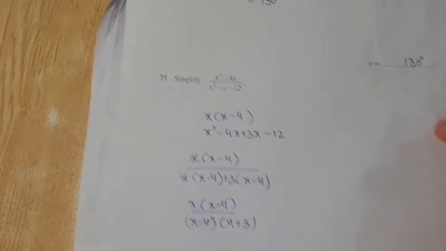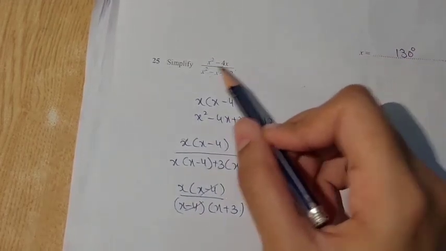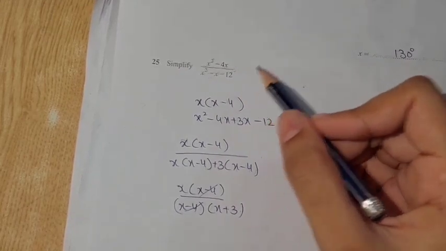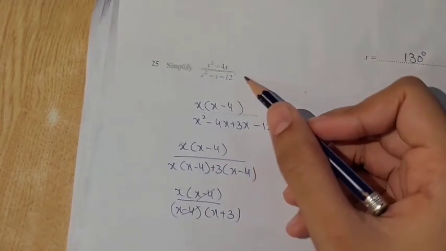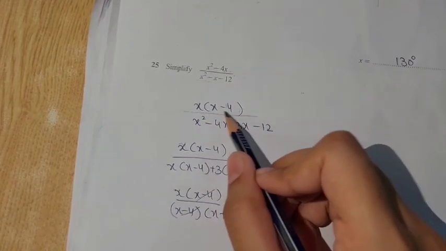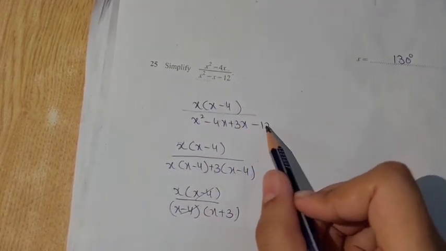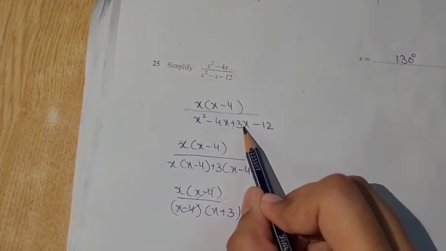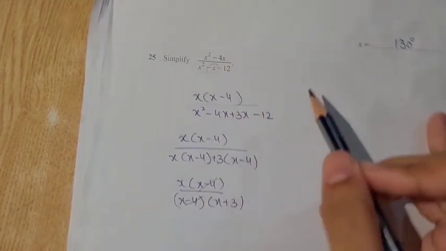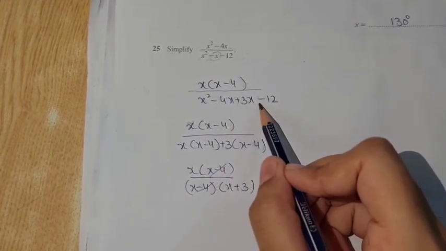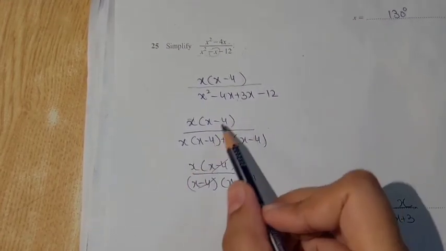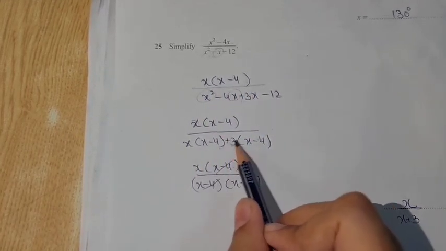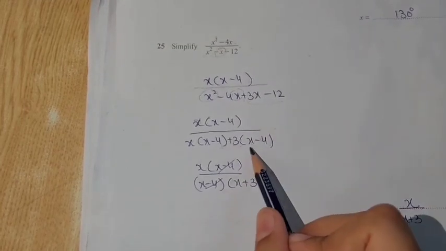Question 25. Simplify (x squared minus 4x) over (x squared minus x minus 12). In the numerator x will be taken as common, so that's x times (x minus 4). For the denominator we'll do middle term breaking, so that's 4 minus 3, which is equal to minus 1, the coefficient of x. So that would be x squared minus 4x plus 3x minus 12. From the first two terms x is common, so that's x(x minus 4), plus 3, because 3 is common, (x minus 4).